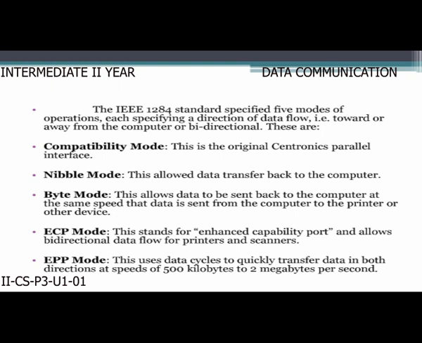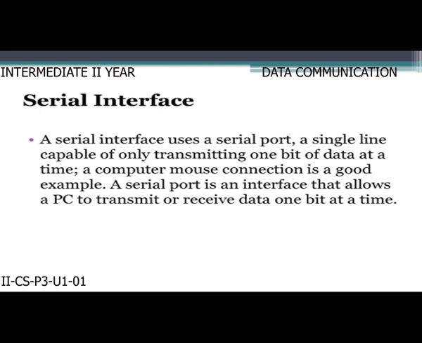ECP mode, which stands for Enhanced Capability Port, allows bidirectional data flow for printers and scanners. EPP mode, Enhanced Parallel Port, uses data cycles to quickly transfer data in both directions at speeds of 500 kilobytes to 2 megabytes per second. Second is serial interface.